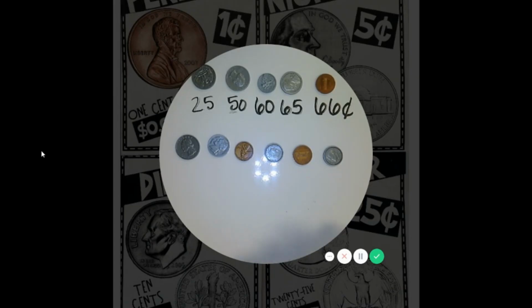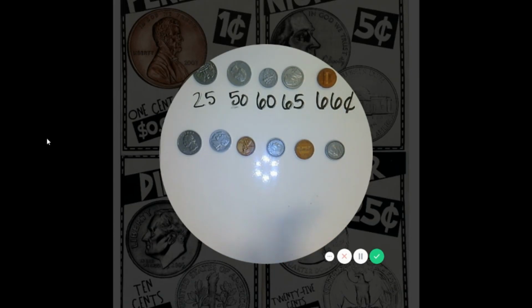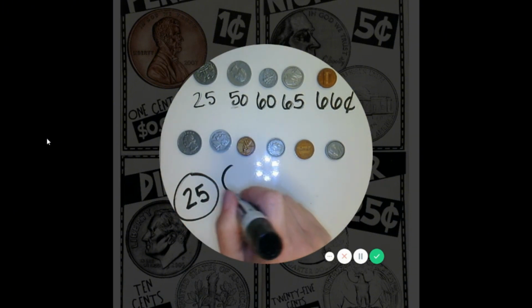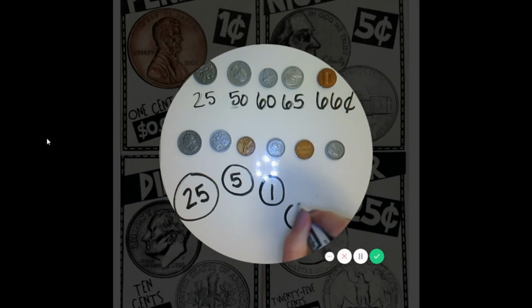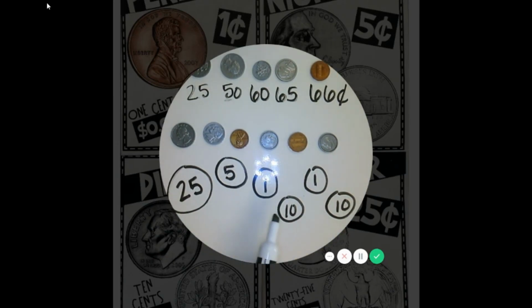Okay, so now I want to draw this set of coins. So to draw a quarter, I'm going to draw a slightly larger circle, and I'm not going to put a Q inside of it for quarter. I'm going to put how much that quarter is worth. It's worth 25 cents. I'm going to draw the nickel. It's worth 5. I'm going to draw that penny. It's worth 1. I'm going to draw that dime. It's worth 10. Another penny worth 1, and another dime worth 10. And I kind of made my circles the right size. My dimes are the smallest, and my quarter is the biggest. But really the most important part is not the size. It's the number that you write inside.